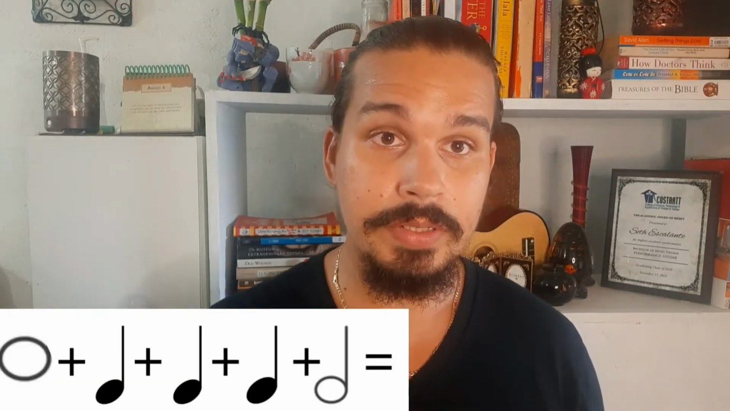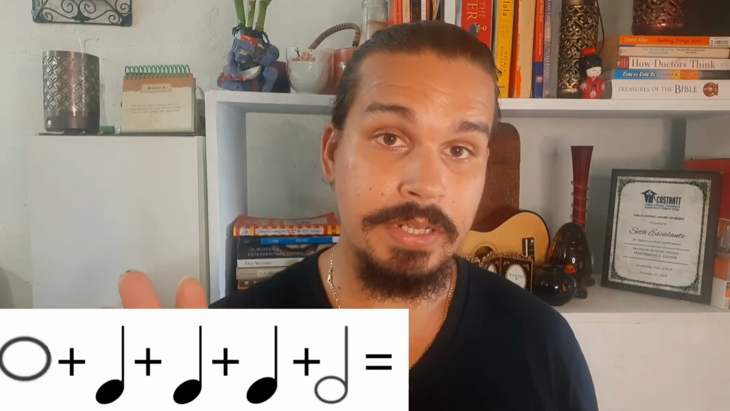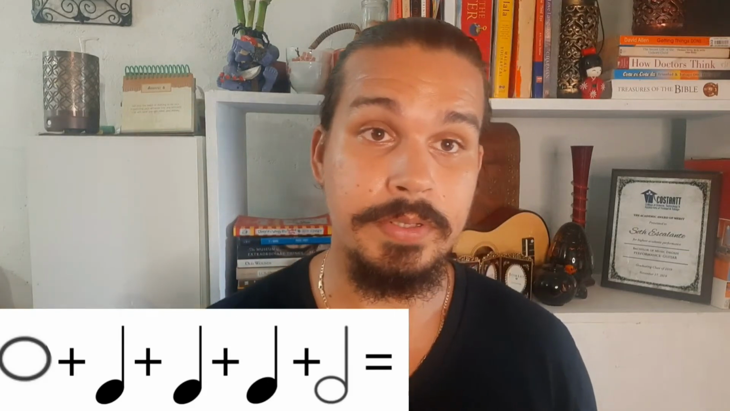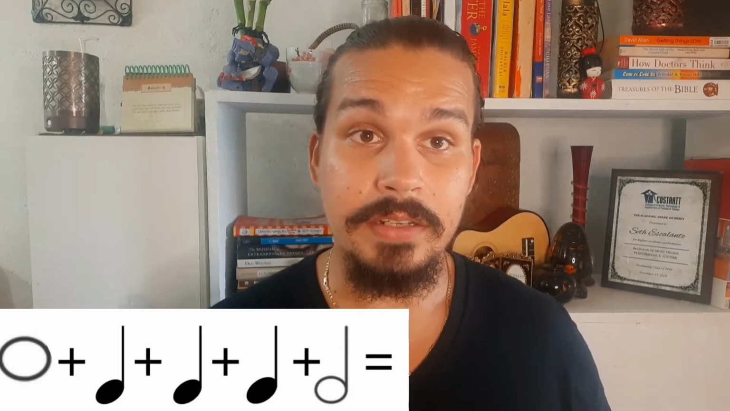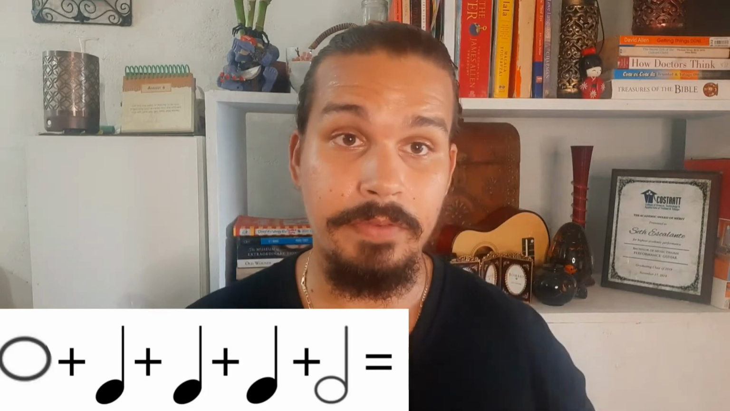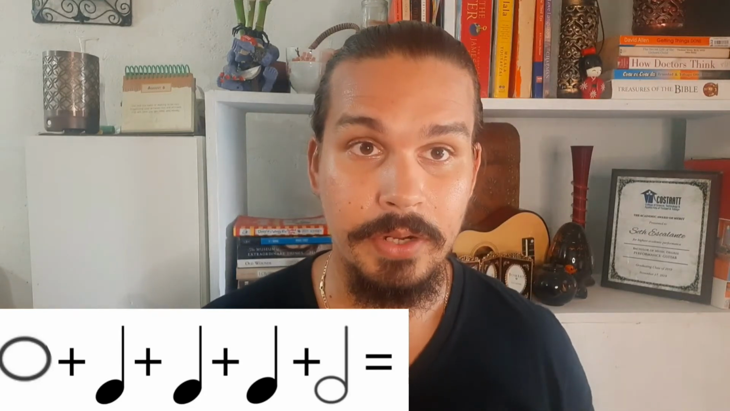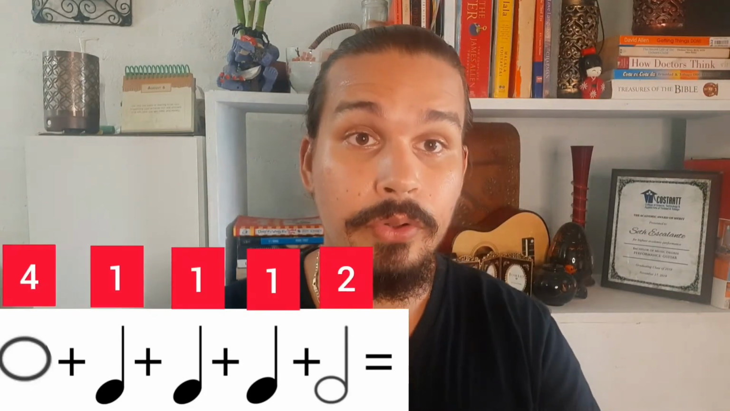Let's do the last one. So in this question, we have a whole note, then we have 3 quarter notes, and then we have 1 half note. What's the answer? How many beats is the combination of these notes? Let's work it out. We have a whole note, and a whole note is 4 beats.